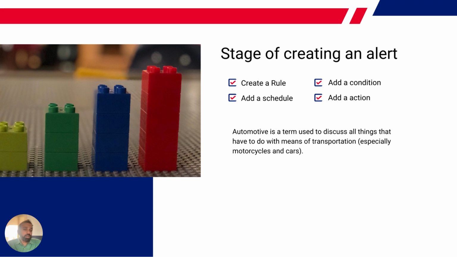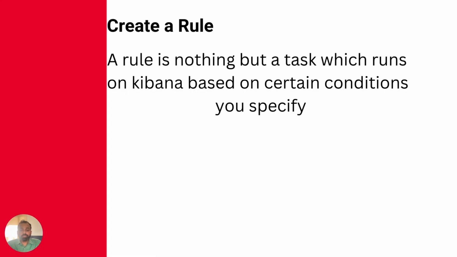Stages of an alert, as I defined earlier: creating a rule, adding a condition, adding a schedule, and then finally creating an action on top of it. Let's see how we'll create a rule. A rule is nothing but a task which runs on Kibana based on certain conditions which you specify. As I mentioned earlier, we have been talking about latency as an example. We can have multiple other examples. You can do it at the complete server level, at CPU level, memory level, or at a particular API response time level.